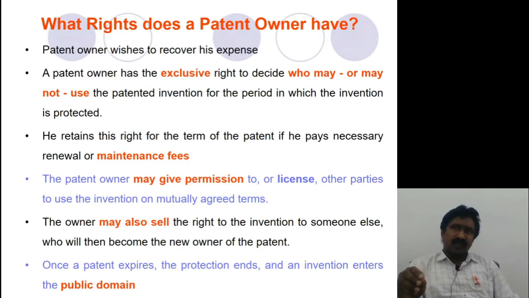Then once the patent expires, the protection ends and the invention enters the public domain. So once the protection ends, after the expiry of the 20-year period in which the protection is applicable, the patent expires, and the patented idea, technology or innovation will come to the public domain and become public property.